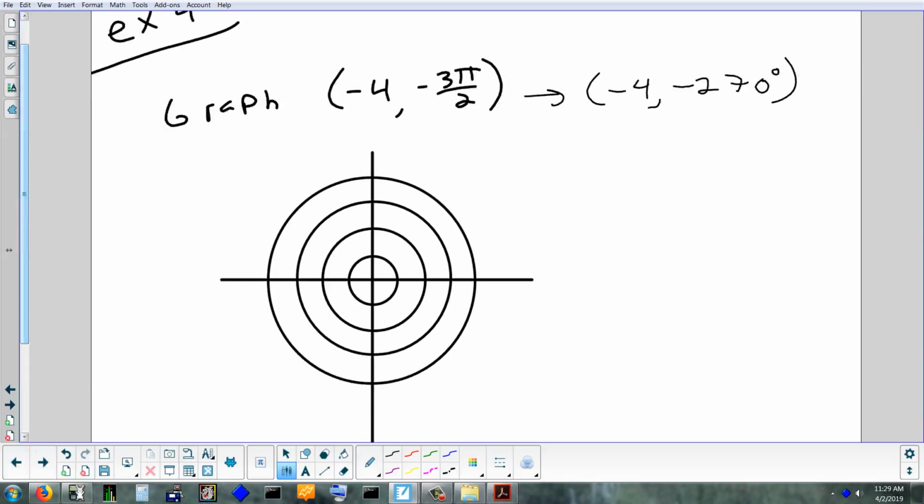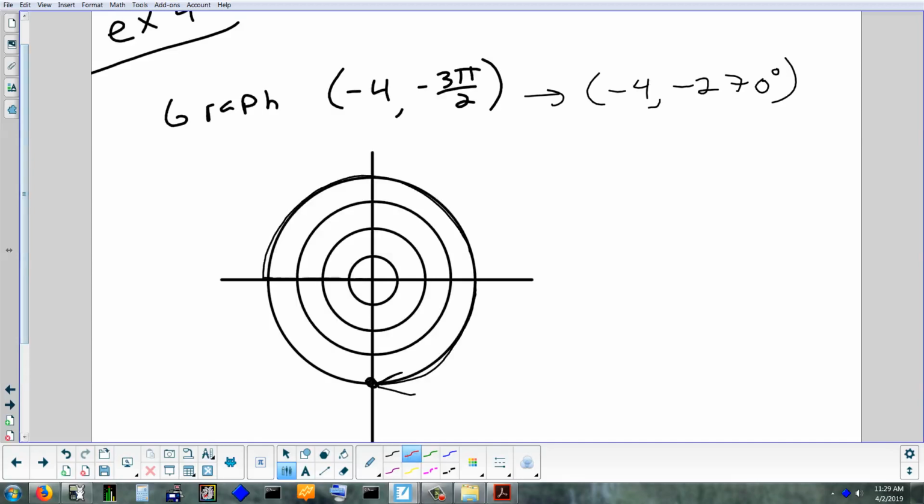How about Madison? How would I do this one? You would move to the left 4. Okay, so left 4. So I'm going to start here. And then you would go clockwise 270. I'm going to go clockwise 270 degrees. So that's 90, 180, 270. Now, for this one, I'm actually going to draw how I got there. I went left, and then I went clockwise, 270.